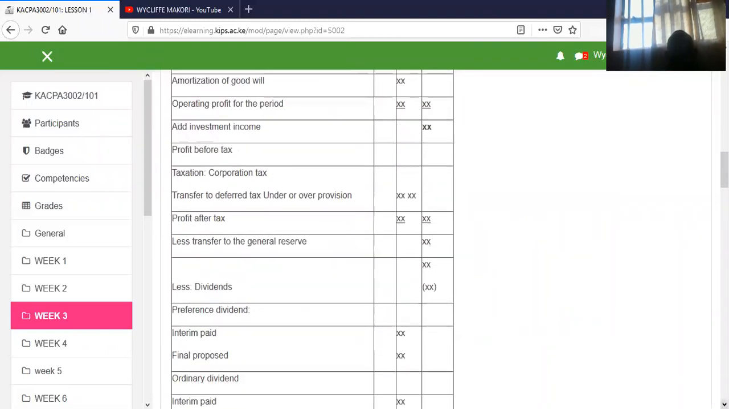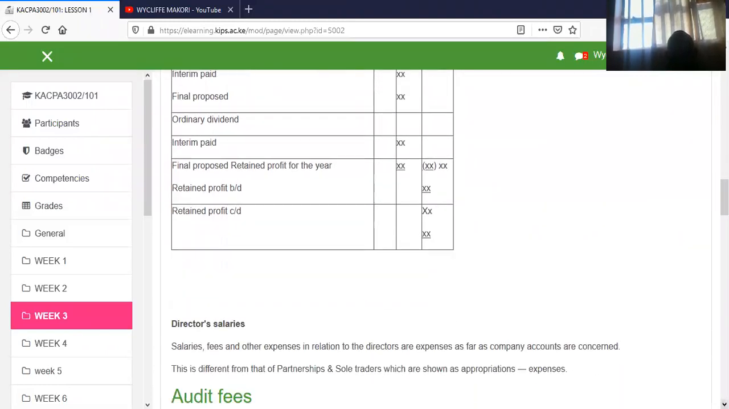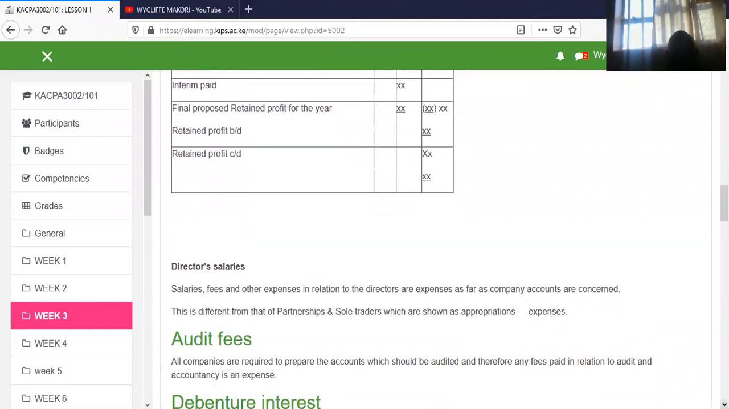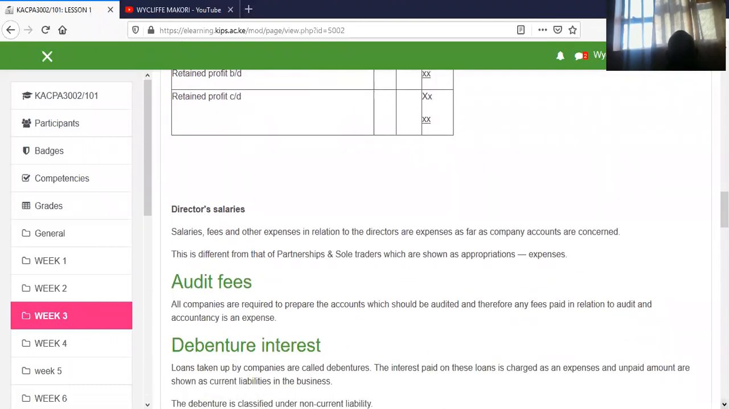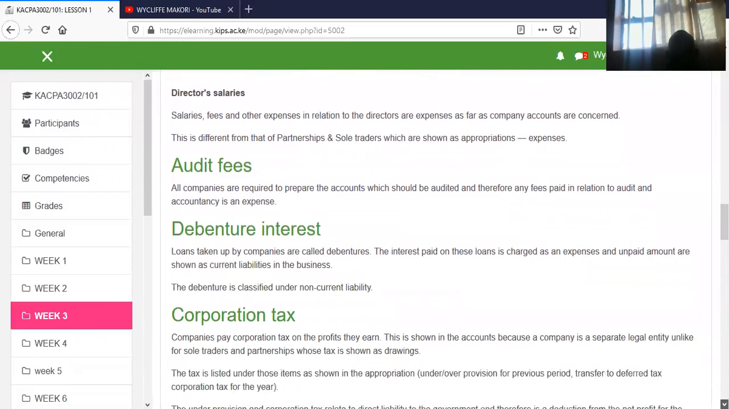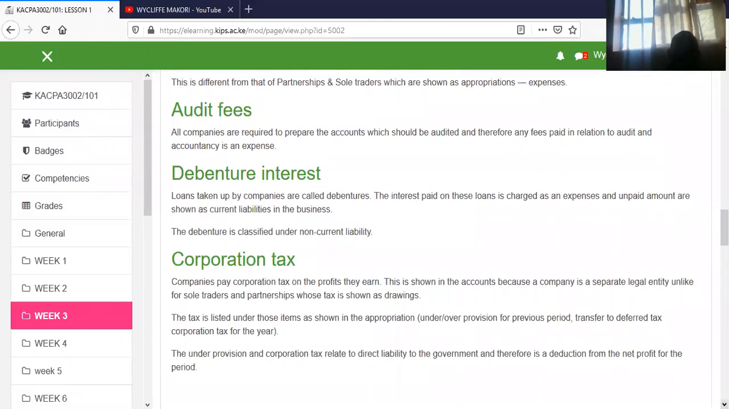First, we need to know and adjust the debenture interest. We need to get to know about the director's fees and the audit fees, all of which are taken to be expenses. Another very important thing is the corporation tax. With the sole trader, we don't deduct the corporation tax, but when we go to the company, the moment we have arrived at the net profit, we should remember to deduct the corporation tax.